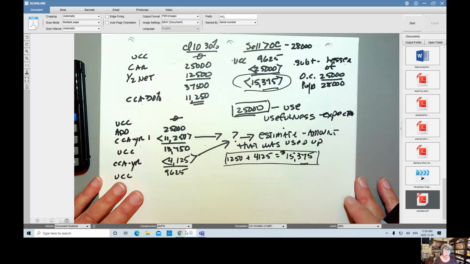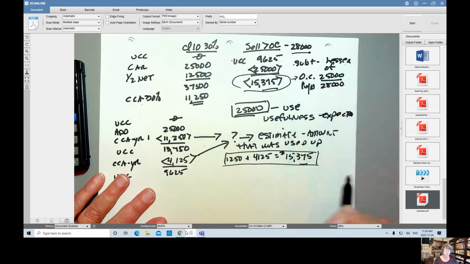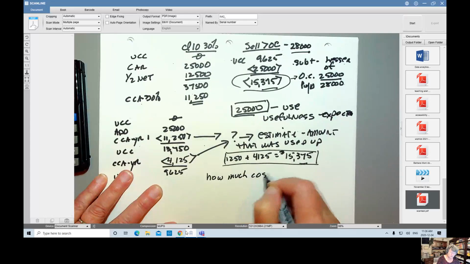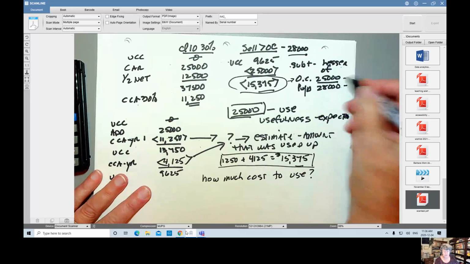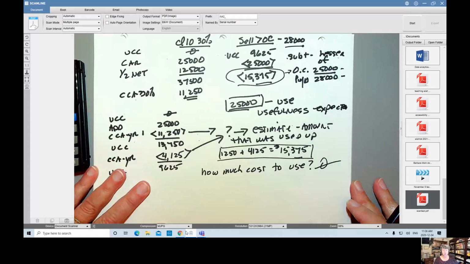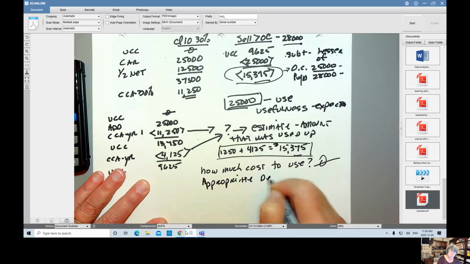So what is this telling us? Well, if we look at the selling price versus the original cost, how much did it cost us to use it? Well, if I sell it for more than I paid for it, it didn't cost me anything to use it. It costs nothing to use it. So what would be the appropriate deduction representing the cost to use it? Clearly, the appropriate deduction is also 0. Right?